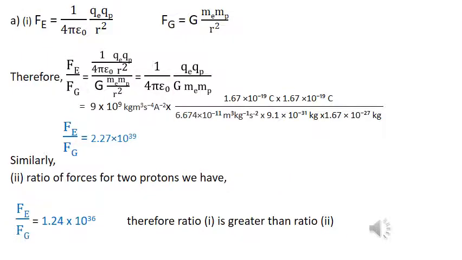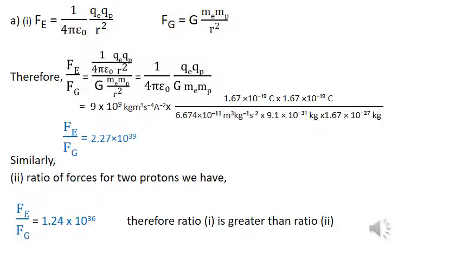Now we know the expression for electrostatic force, which is 1 by 4 pi epsilon naught q1 q2 upon r square. By putting the value of charges, we can get q_e q_p upon r square here. And the gravitational force Fg is equal to G m_e m_p upon r square. To find out the ratio, we will have to divide these two. So we get the expression Fe upon Fg is equal to 1 by 4 pi epsilon naught q_e q_p upon G m_e m_p.